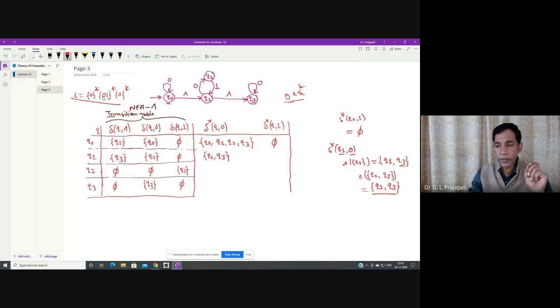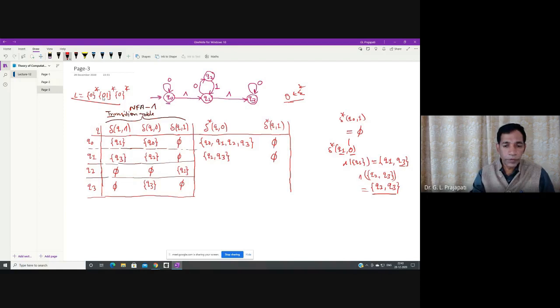For the case of 1, instead of 0, if you have the 1 here, then if you are at Q1 and having null 1, empty state. If you are at Q3, input is 1, empty state. So null closure of empty is empty. So again, this is what? Empty.